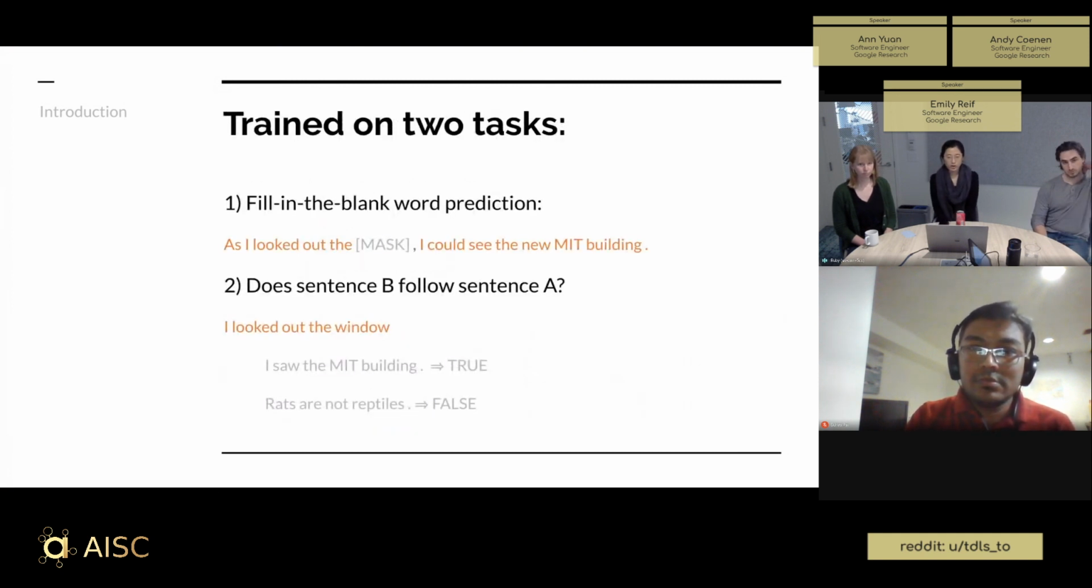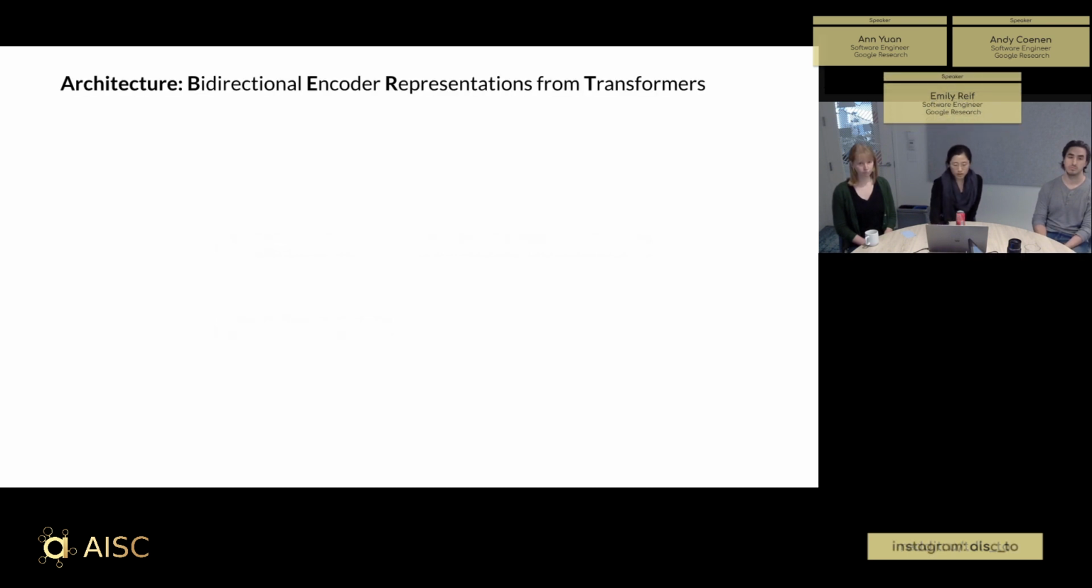So BERT was trained on two tasks. One is fill-in-the-blank word prediction. So BERT was fed sentences where some of the tokens were masked out, and BERT was asked to predict what the correct token was. The second task was to predict whether one sentence followed another. The architecture of BERT comes down to these transformer blocks. And actually BERT is an acronym that stands for bidirectional encoded representations from transformers.